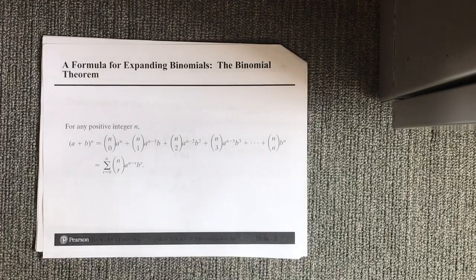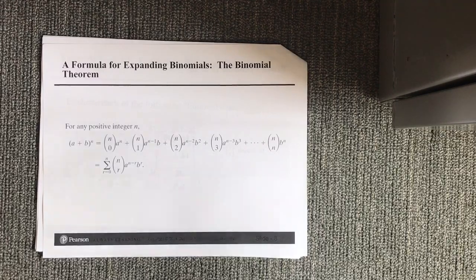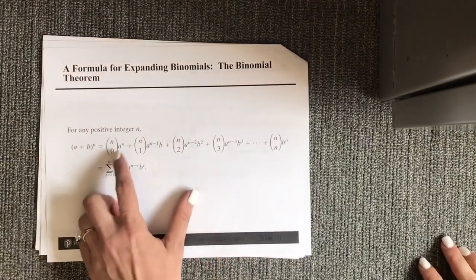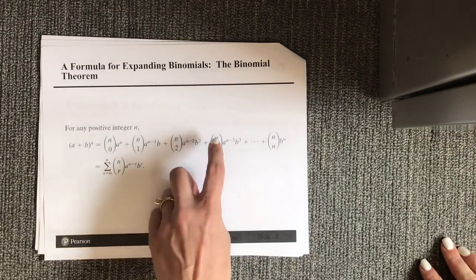So here's the binomial theorem. Go ahead and pause and write this down. Okay, so now hopefully you've written it down. And I'm going to explain what this is that you're looking at. This is the key to being able to figure out the coefficients of each thing.